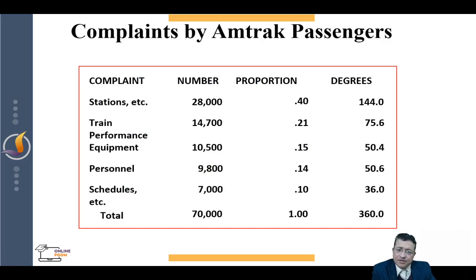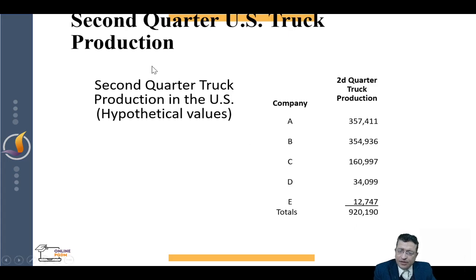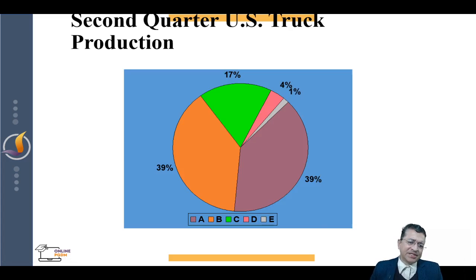And for the same data, suppose there is another data set which is related to second quarter US truck production. So there are certain companies which produce these numbers of trucks, right? So now I want to present this data.